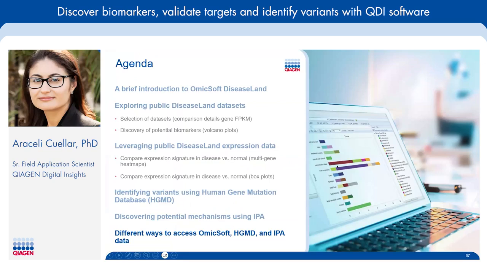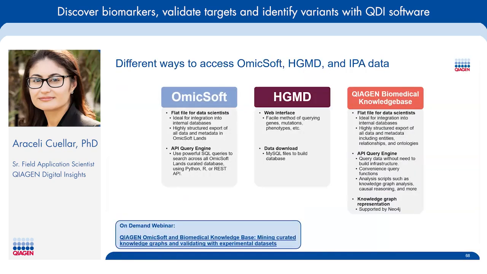And so, as I mentioned today, we're working on the GUI, right? But there are different ways that you can access Omicsoft, HMD, and IPA data. So let's go ahead and take a look at those. Today you saw how you can use the GUI in Omicsoft and IPA and the web to search and identify potential biomarkers and targets, but there are different ways that you can access the data.